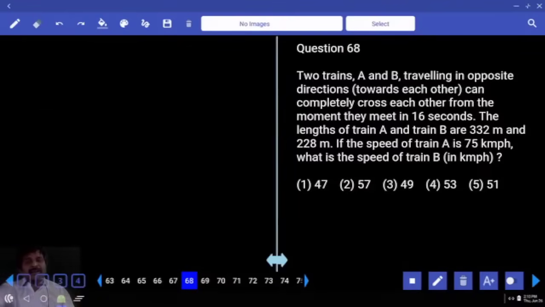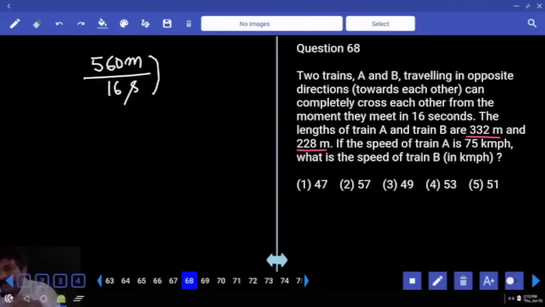Okay. If a train crosses another train, the distance covered is train length 1 plus train length 2. 332 plus 228 is 560 meters. And how much is the time taken? 16 seconds. So we will get speed in meter per second. But in your question, we were asked to calculate in terms of kilometer per hour. So meter per second is converted to kilometer per hour by multiplying by 18 by 5.